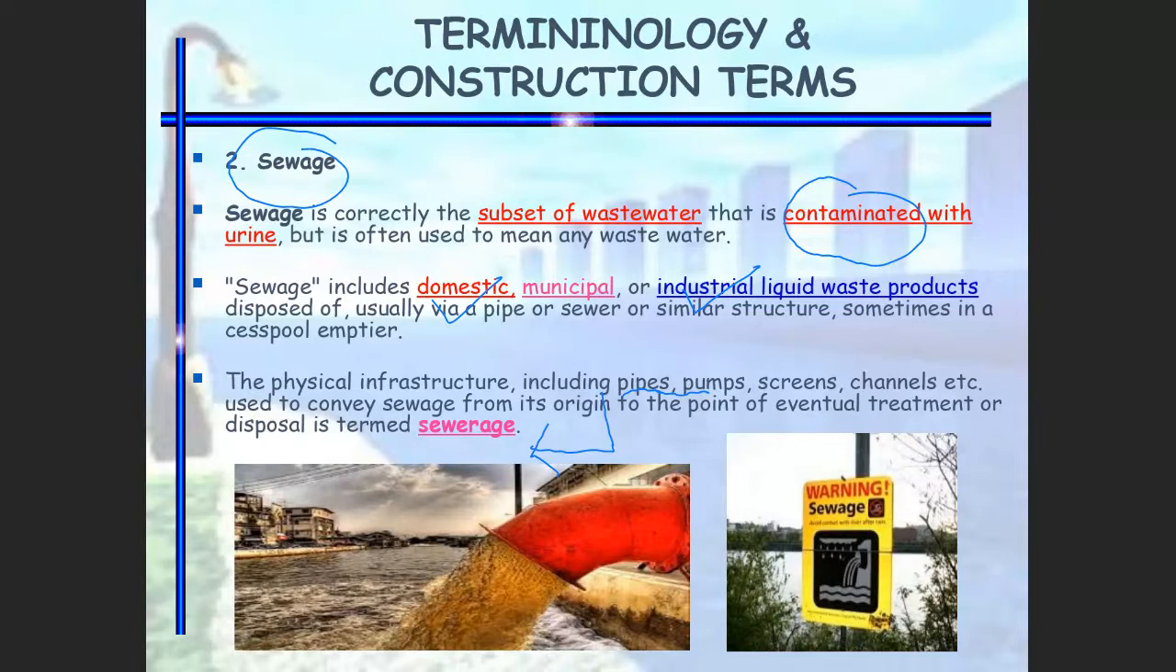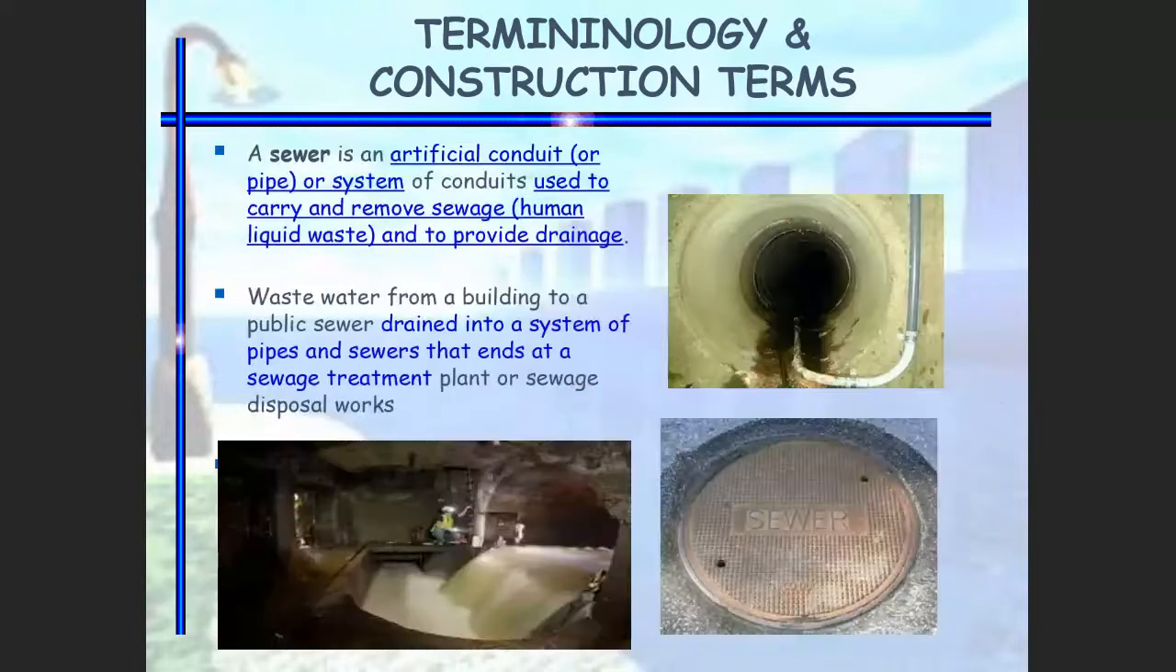Okay. Then another term that you must be able to take note of is the term sewer. It is an artificial conduit, or a pipe system, or a system of conduits used to carry and remove the sewage. Okay, remove and carry, or we can say that this is the pipe used to convey the wastewater or the sewage, to provide the drainage. Okay, it is a system. Sewer is a system. Sometimes we call this a sewerage system.